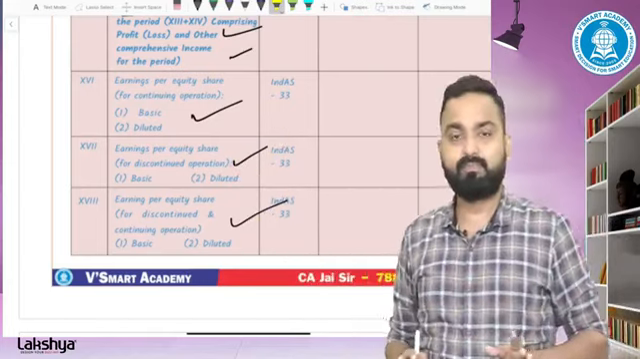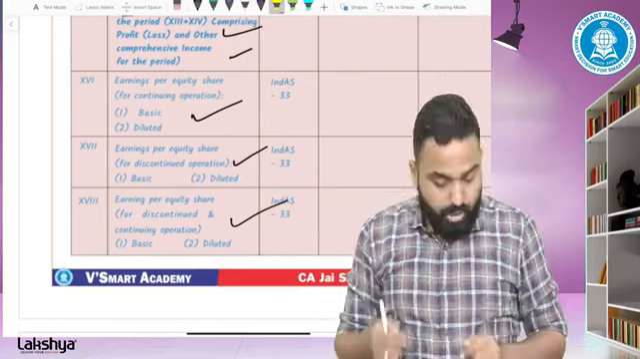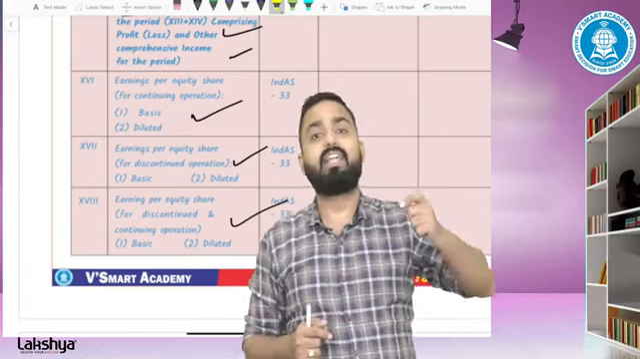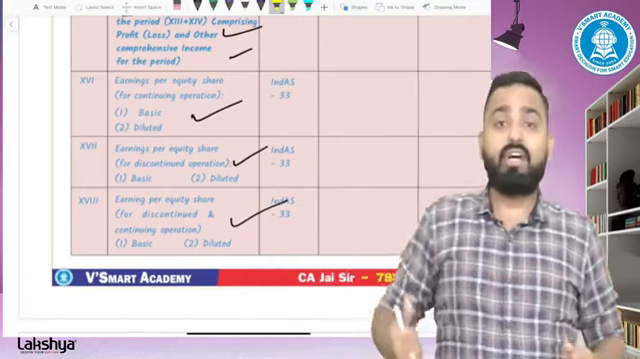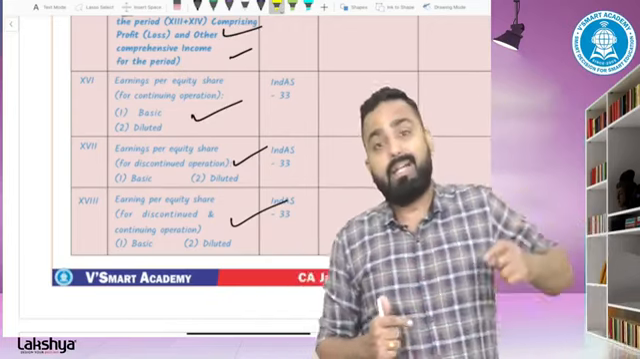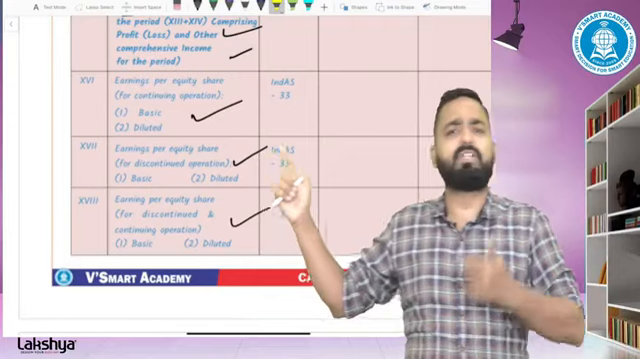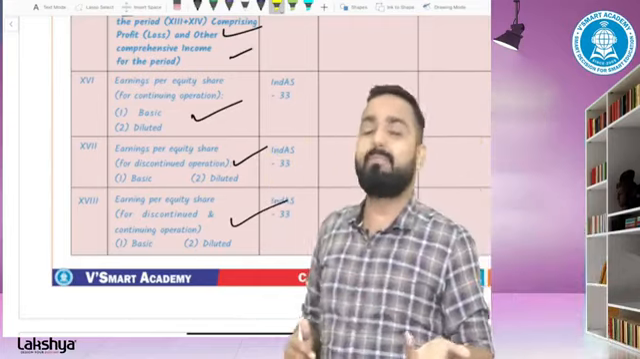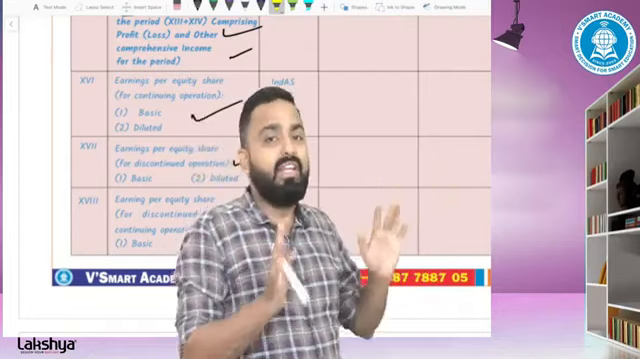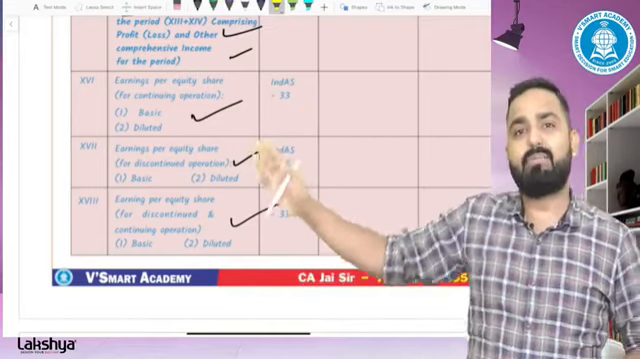Guys, understood or not? Now, how to calculate the EPS? That is to be understood under Ind AS 33. So the requirement of disclosing EPS came from Schedule 3. But how to calculate basic earnings per share and diluted earnings per share? Schedule 3 says that companies follow Ind AS 33. So we need to follow Ind AS 33 to calculate earnings per share, and the disclosure is required by Schedule 3.